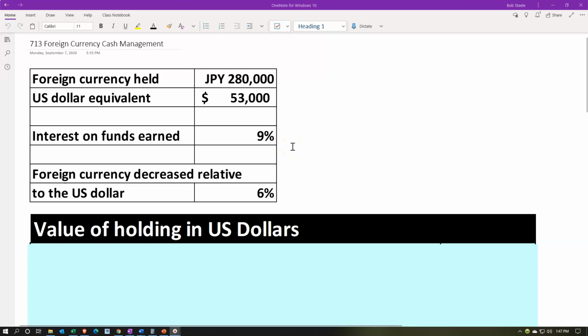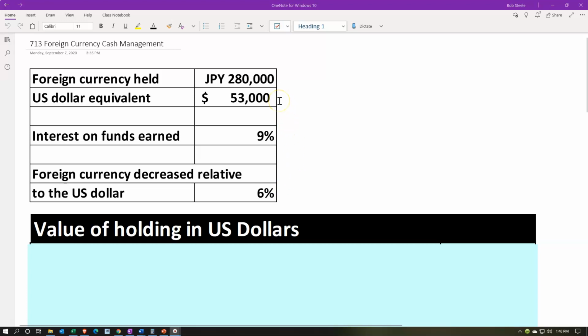Then we're going to say that there's an interest on the funds that are earned. So the 280,000 yen that we have is going to earn 9% return. Now the return that we would get paid in, of course, is yen. But if we know the 9% return rate, we can apply that to the dollar value. So there's a couple different ways that we can value this in the future. But then we have the foreign currency decreased relative to the US dollar by 6%.